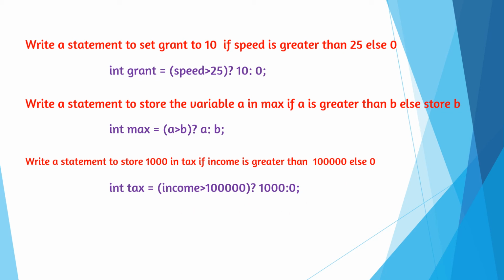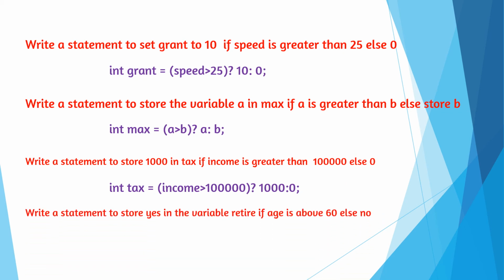I hope you are able to follow the questions. And now: write a statement to store yes in the variable retire if age is above 60, else no. Here the condition is if age is above 60. If the person is above 60 years old, then retire we can say is yes. And if the person is not above 60, the retire is no.